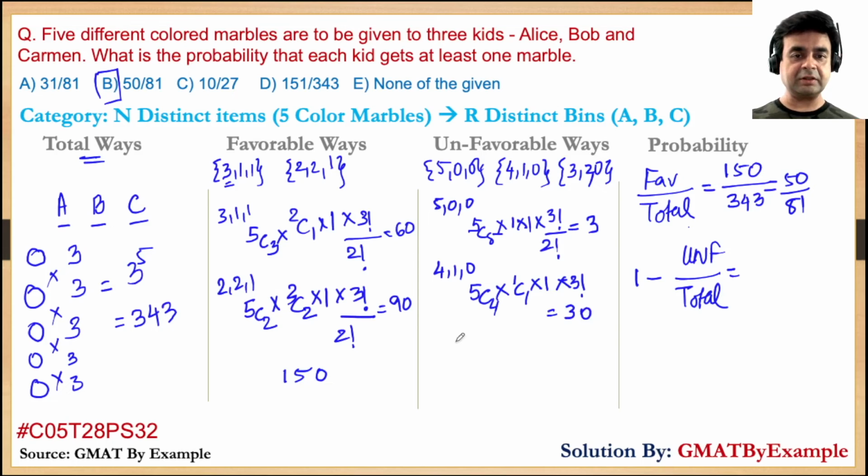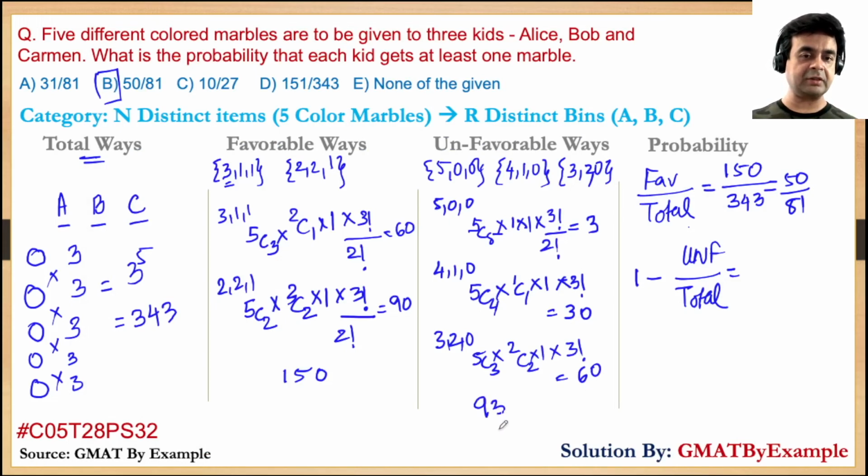And similarly, for 3-2-0, we will have 60 ways, and the total number of unfavorable ways would be 3 plus 30 plus 60 equals 93, and probability would be 1 minus 93 divided by 343, which is same as 150 by 343. That gives us 50 by 81.